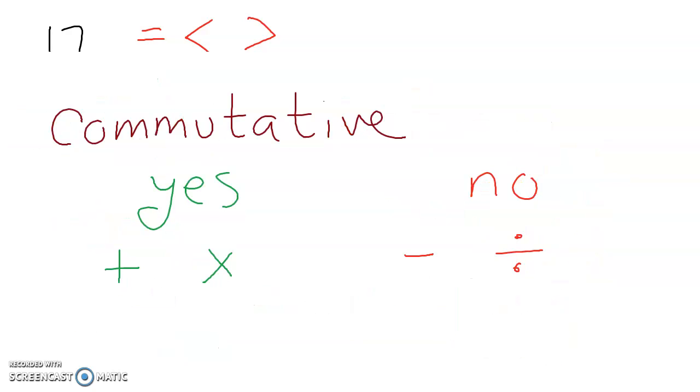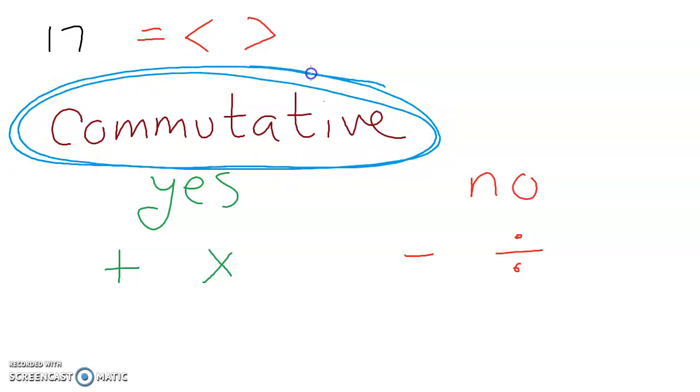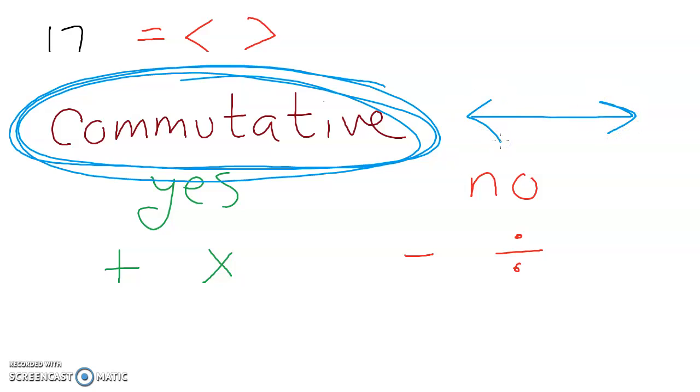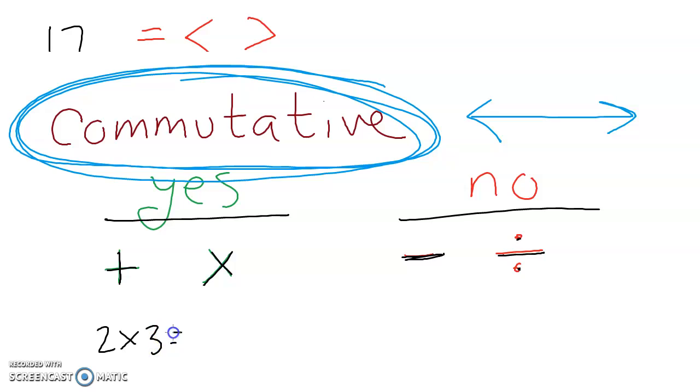Okay? So moving forward from this problem, all I really want you to remember is that in order for something to be commutative, you must be able to do it either direction. You must be able to switch around the numbers and have it not change the ending answer. Addition and multiplication are commutative. Subtraction and division are not. That means, like if I have 2 times 3, that is the same as 3 times 2. But if I have 3 minus 2, that is not the same as 2 minus 3.